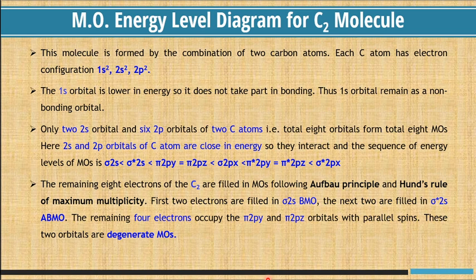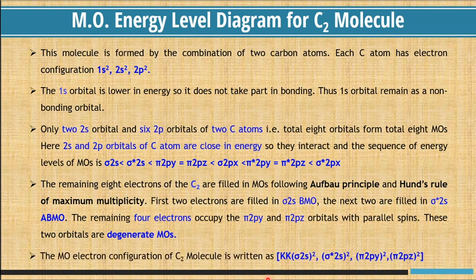The remaining 8 electrons of C2 are filled in molecular orbitals following the above principle and Hund's rule of maximum multiplicity. The first 2 electrons are filled in the sigma 2s bonding molecular orbital and the next 2 electrons are filled in the sigma star 2s antibonding molecular orbital. The remaining 4 electrons occupy the pi 2py and pi 2pz orbitals with antiparallel spins. These orbitals are degenerate molecular orbitals.